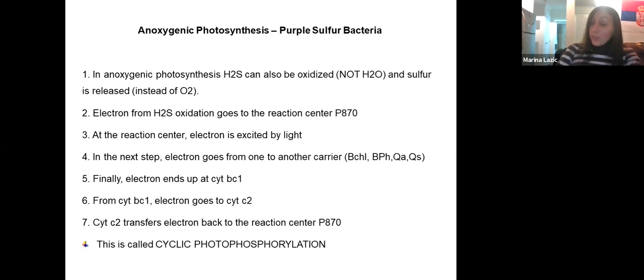Electrons from that oxidation will reach a reaction center at photosystem 870. Note, the previous one was 840. At the reaction center, electrons get excited by light. That's where light comes into the game. Now, when the electron is ready to go, it starts traveling from one carrier to another. Quinone pools, BCH1, all different carriers. From those carriers, electrons end up at cytochromes, BC1, and then from BC1 travel to C2. So the principle is pretty much the same. The only thing that is different is that electrons from cytochrome C2 now go back to photosystem 870, so the cycle can continue. So this is called cyclic photophosphorylation, which is typical for these purple sulfur bacteria.